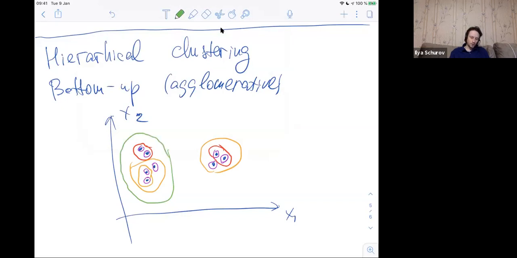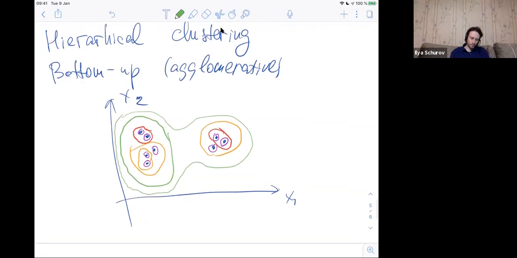The choice of colors does not mean anything. I just like colorful pictures. And finally, we will unite these 2 clusters and we will get one large cluster like this one. So this is how our algorithm works.